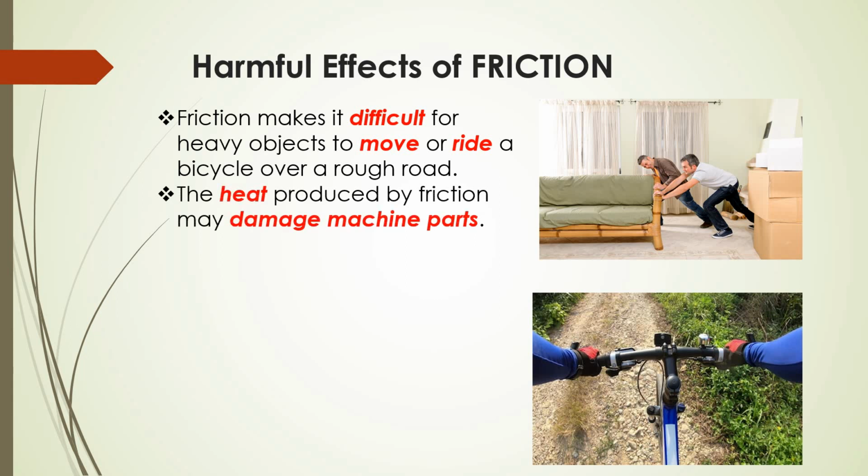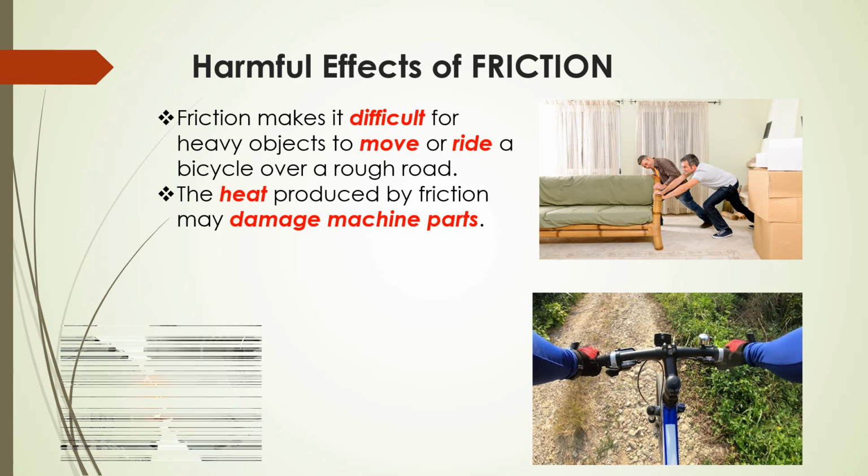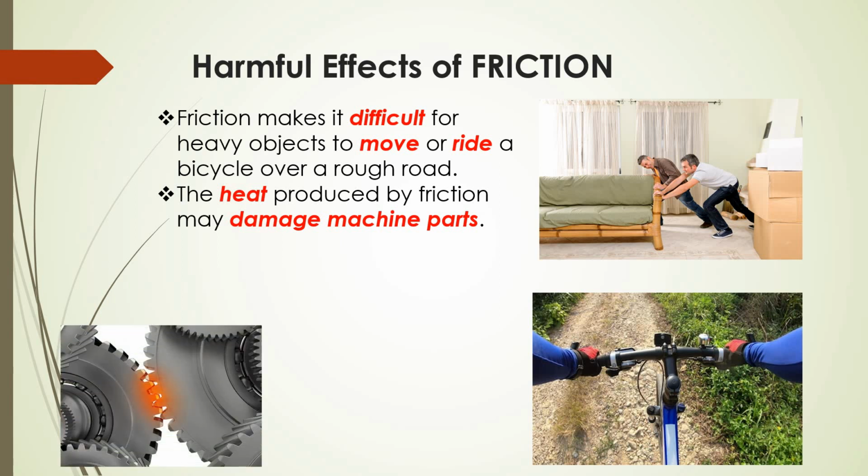The heat produced by friction may damage machine parts also. So, our machines slide over each other. Therefore, there is friction between them. And when friction is there, heat is produced. Because of that heat, our machine gets worn and torn. Our machine parts get damaged. Therefore, we need to replace them.